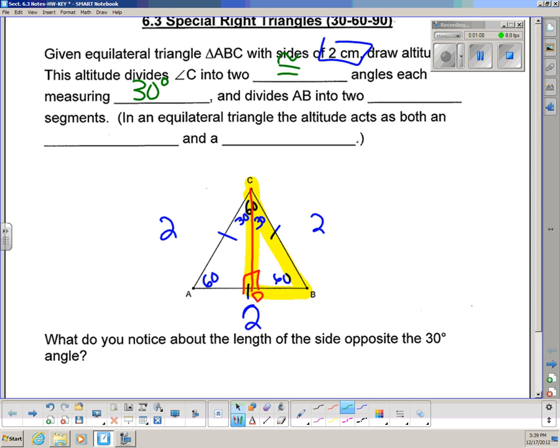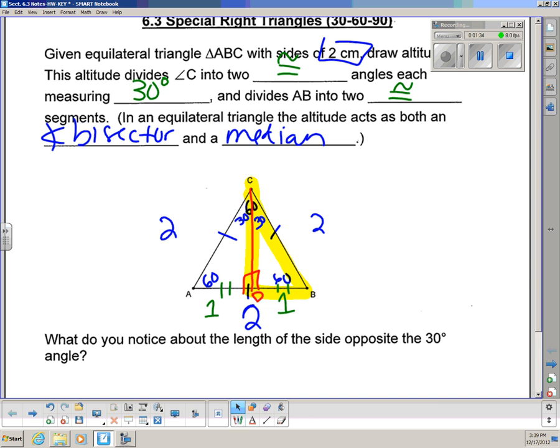It also divides AB into two congruent segments because the altitude and the angle bisector also act as a median, which means this guy right here is 1 and this guy right here is 1. So as it turns out, if you have an equilateral triangle, your altitude acts as both an angle bisector and a median.